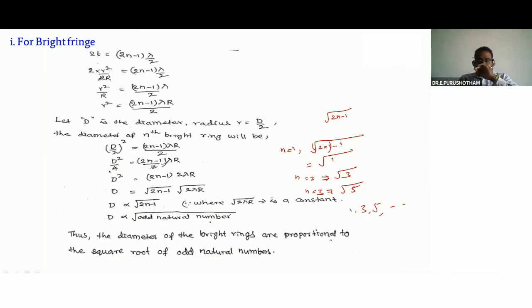They will ask in your examination: show that in the Newton rings experiment, the diameter of a bright ring is directly proportional to the square root of odd natural numbers. Up to here, you should write.